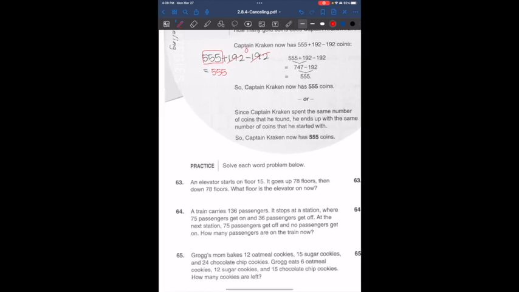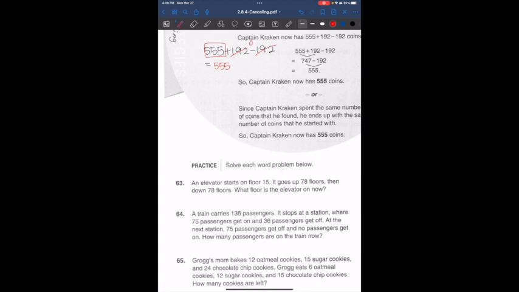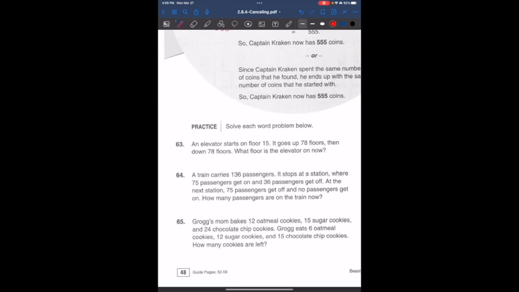So first we'll go over number 63 together. An elevator starts on floor 15. It goes up 78 floors, then down 78 floors. What floor is the elevator on now? Again, we're going to set up the equation. So the elevator starts on floor 15, and then it goes up 78, so we add. And then it goes down 78, so we subtract.